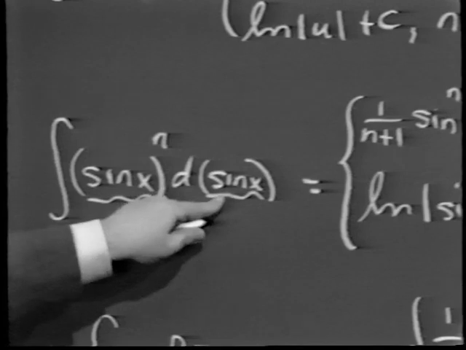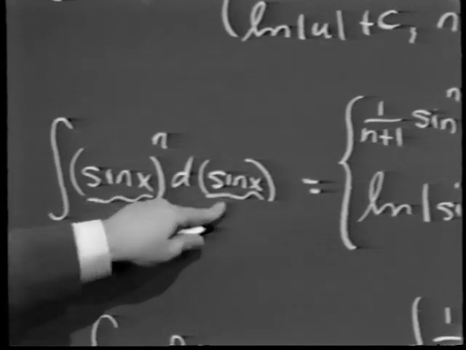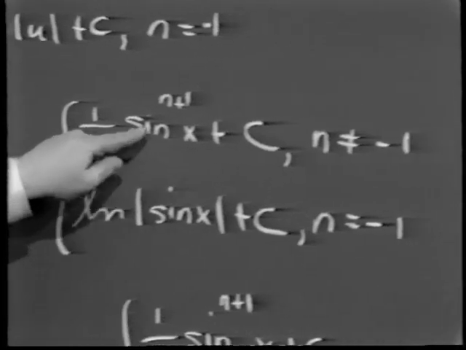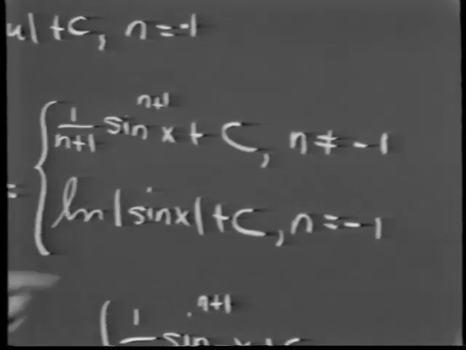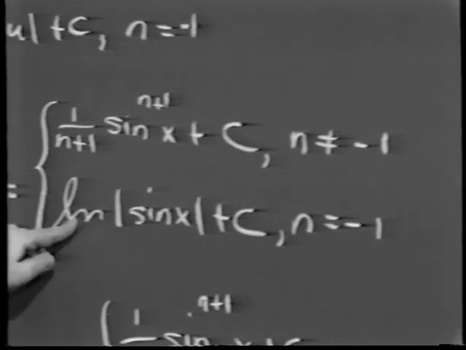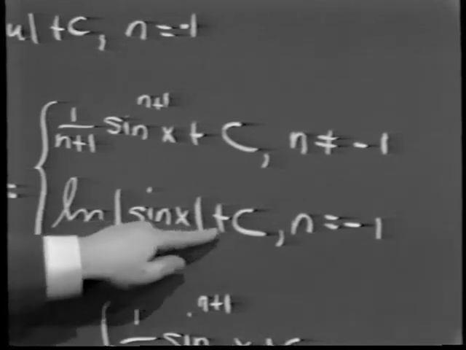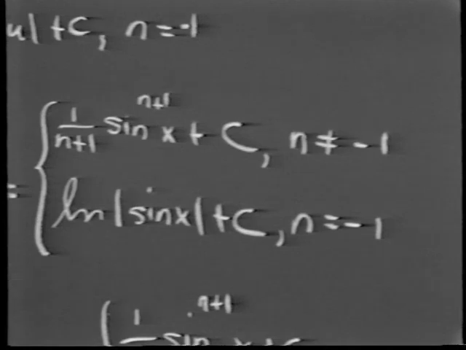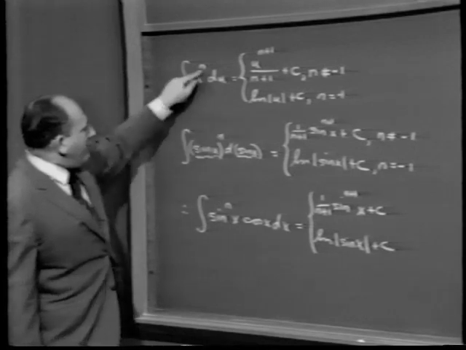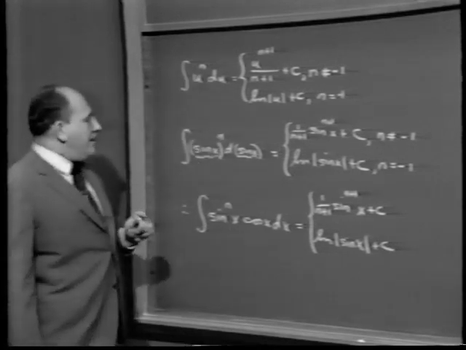In other words, if this had been the integrand, the recipe would have said this is 1 over n plus 1 times sine x to the n plus 1 power, plus a constant if n is not equal to minus 1, and the natural log absolute value of sine x plus a constant if n is equal to minus 1. Again, the important thing is not the u, but the fact that what's being raised to the nth power is the same as what's following the d over here.